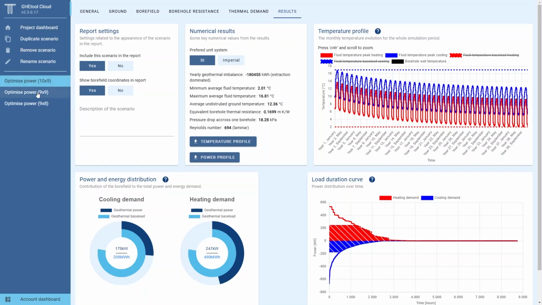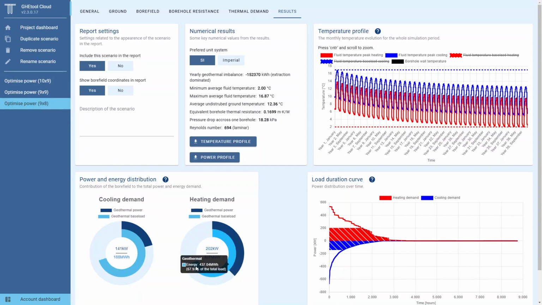It seems to be almost as good as the 10/9, which is the optimal situation I can get from an energy perspective. But the 9/8, the geothermal share is too low, in my opinion, in this case. So this was for the optimization for power.